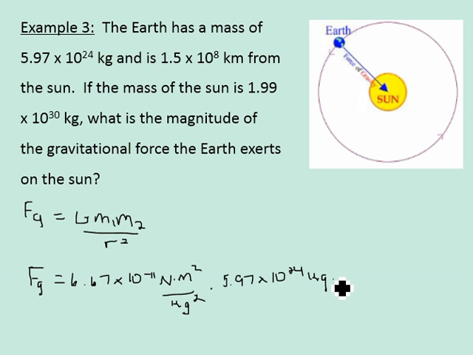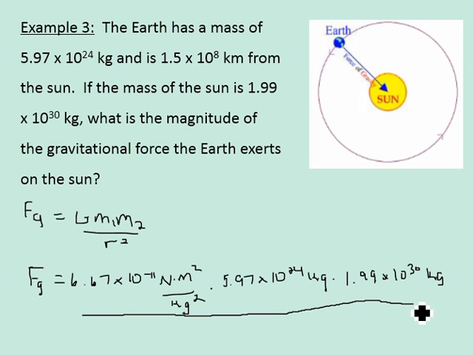And the mass of the Sun, 1.99 times 10 to the 30th kilograms, all over the distance between them squared. Alright, so it tells us that the distance is 1.5 times 10 to the 8th kilometers. Have to make sure that's in meters. So I'm just going to do the shortcut of 1.5 times 10 to the, and add 3 spaces to my 8, which would be 11 meters squared.